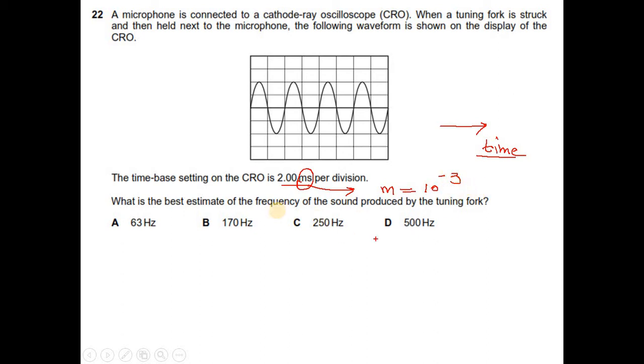So again, we need to find frequency. The time-based axis is given, so the time for one wave, from here till here, this is one wave. That means there are two divisions. So that means the total time for one wave is 4 milliseconds. This is the time period, and frequency f is equal to 1 upon T. So 1 upon 4 into 10 to the power minus 3. And if you solve this, your answer will be 250 hertz. Meaning option is C.